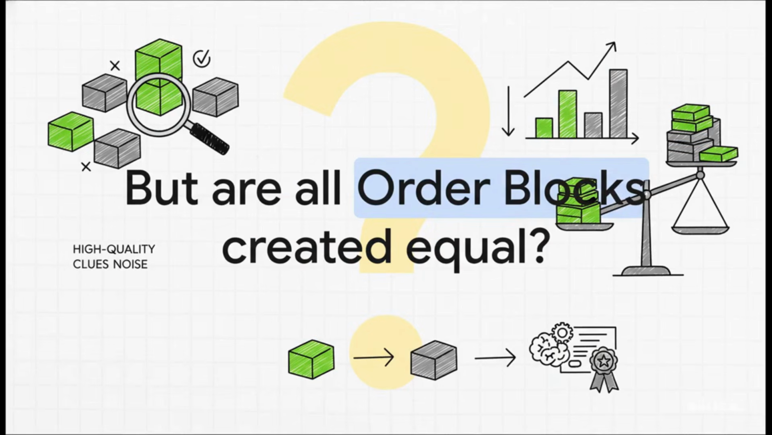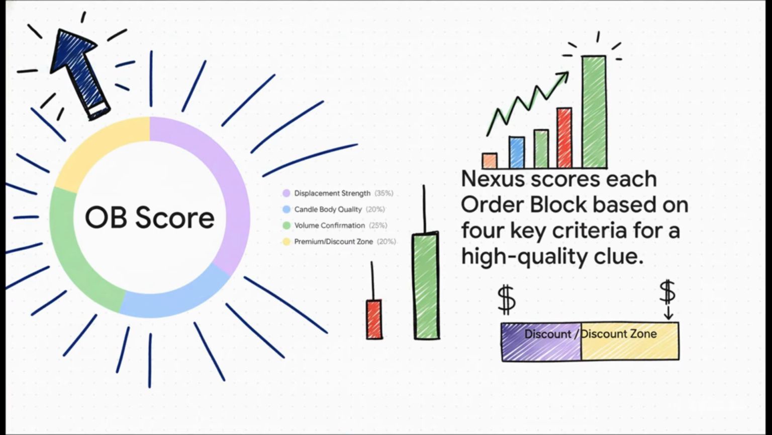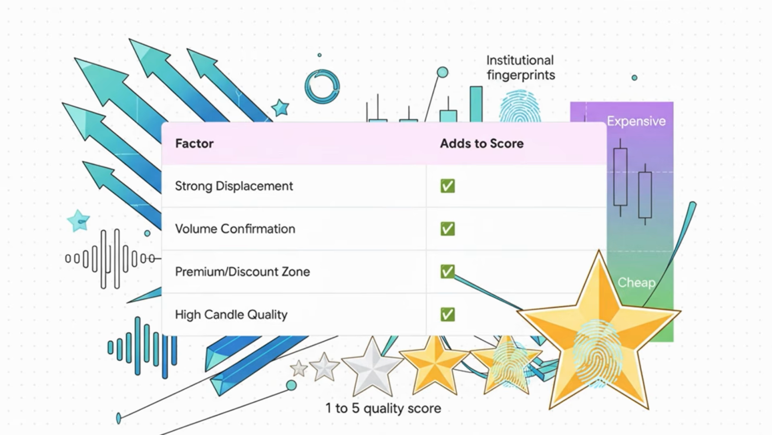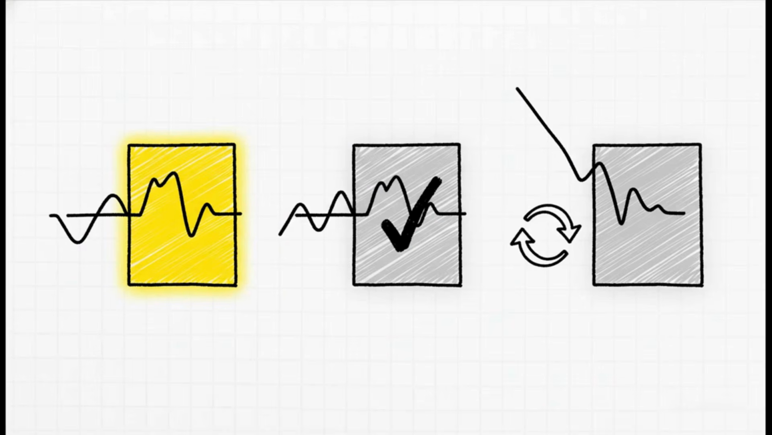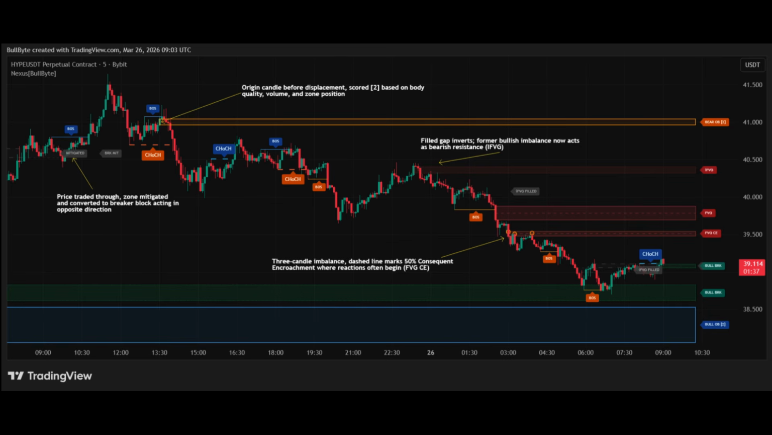Now here is what makes Nexus different. It does not mark these zones randomly. It validates each one by measuring the displacement strength relative to the average true range. Only when that displacement crosses a configurable threshold does the system look backward for the origin candle. Each validated order block is then scored from 1 to 5 based on displacement strength, candle body quality, volume confirmation when available, and whether the zone sits in a cheap or expensive area of the market. A score of 5 means strong institutional fingerprints all over that zone, and that score feeds directly into the signal engine.